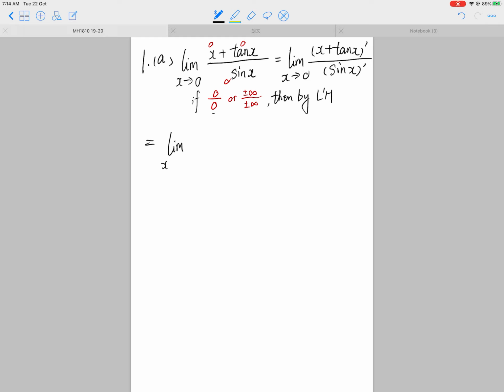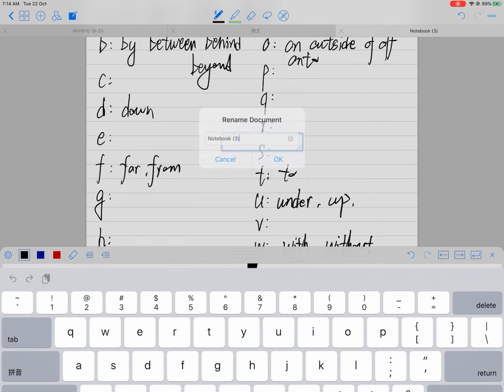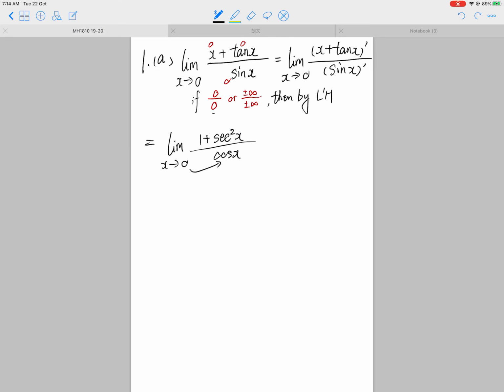Then the top's derivative is 1 plus secant x squared. The bottom's derivative is cosine x. Now you sub in. You get secant 0, and secant 0 is 1. Cosine 0 is also 1. And you get your answer. So this is L'Hopital's rule.